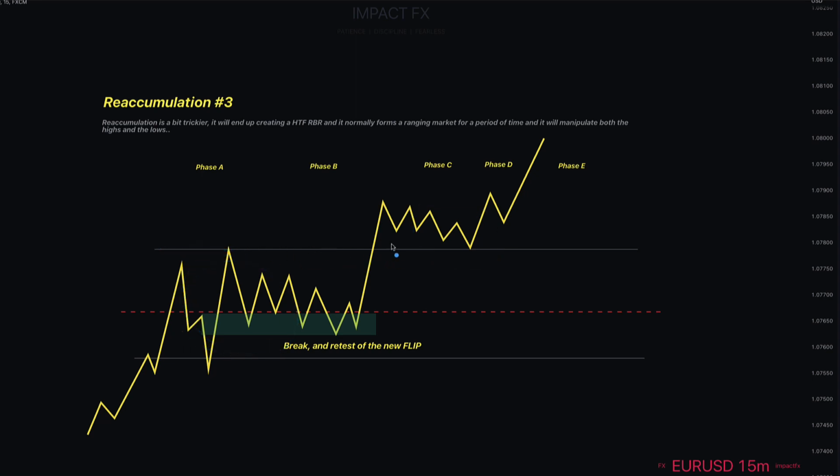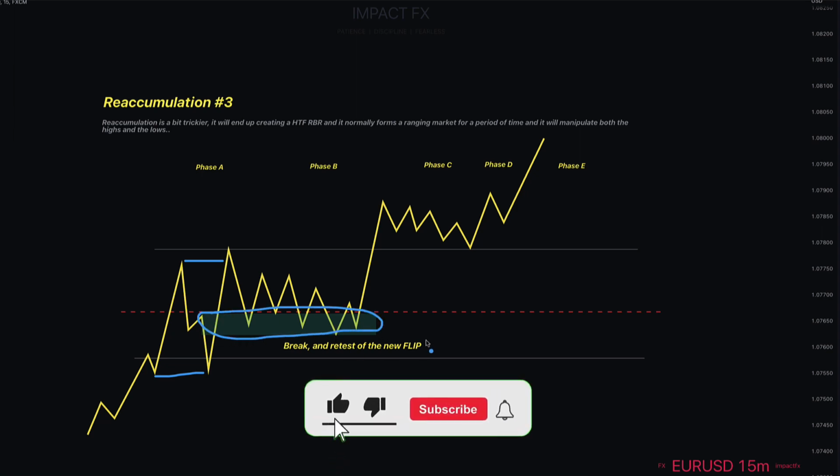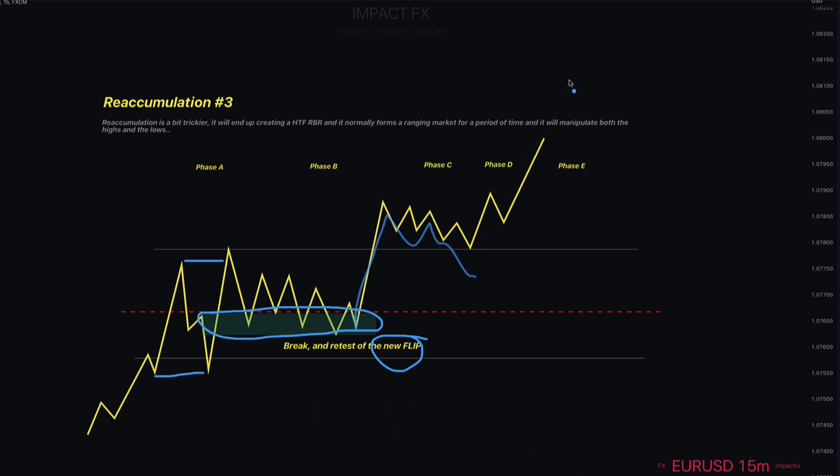But what we're going to start to understand is how price will take some sort of liquidity, break structure again, re-mitigating the actual break and retest of the flip, and then we get a big rocket up and we start getting this mitigation down, and then it continues into phase C and D and E, okay?